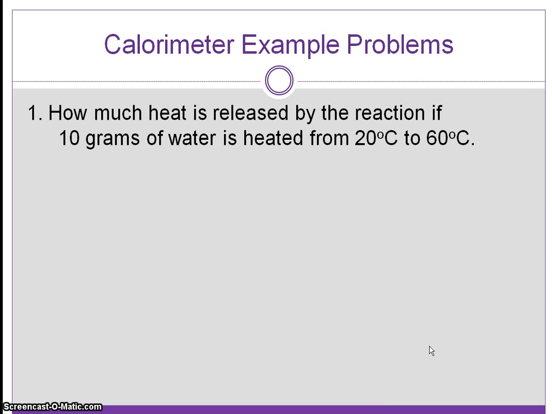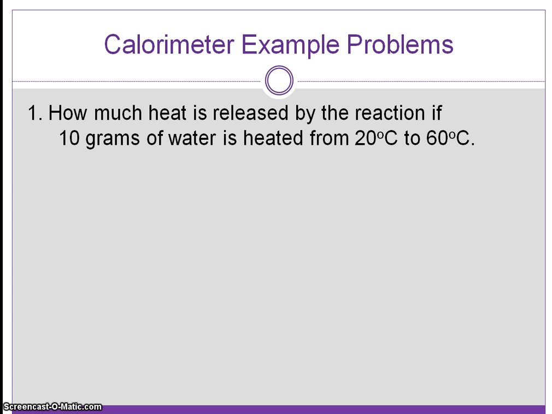So let's do a couple of example problems. The first one says how much heat is released by the reaction if 10 grams of water is heated from 20 degrees to 60 degrees. So the problem is, like I said, we don't know the specific heat of the reaction, we don't know the temperature of the reaction or any of that stuff. But what we can do is calculate the Q for water. So let's go ahead and set up the Q for water.